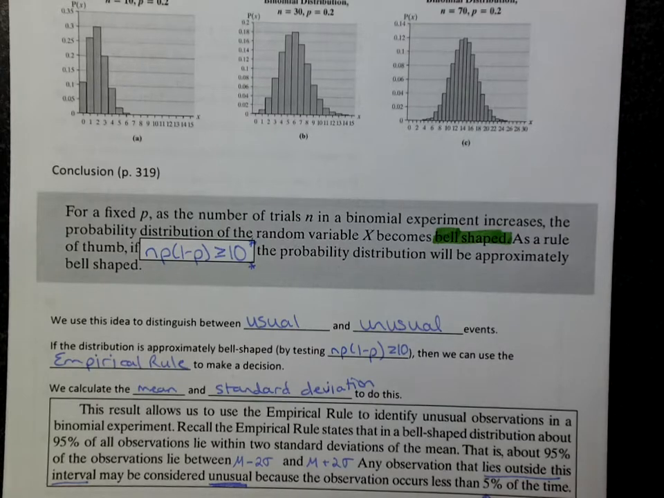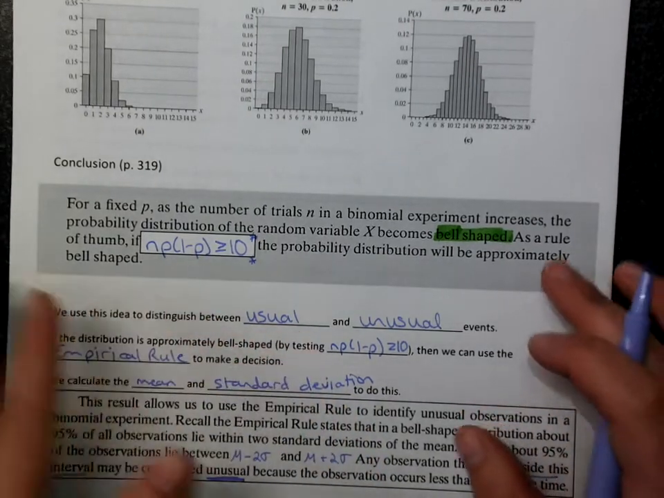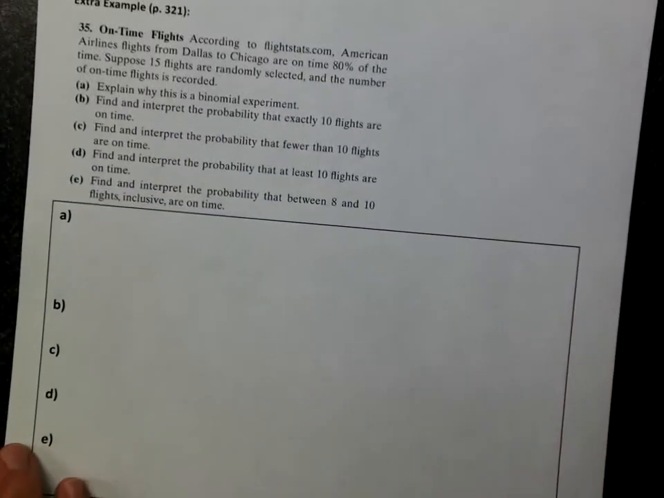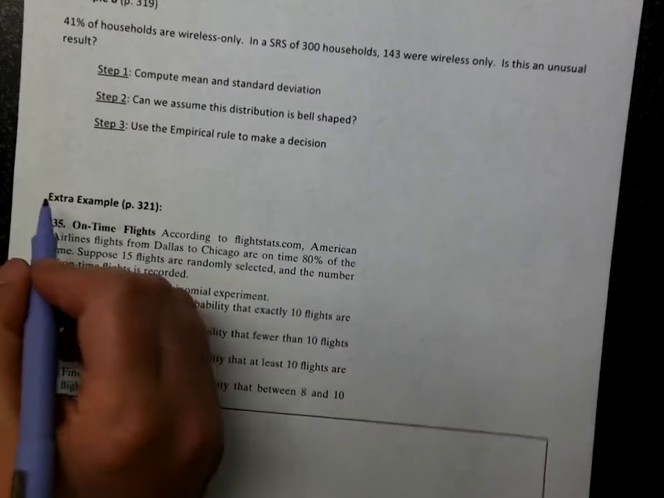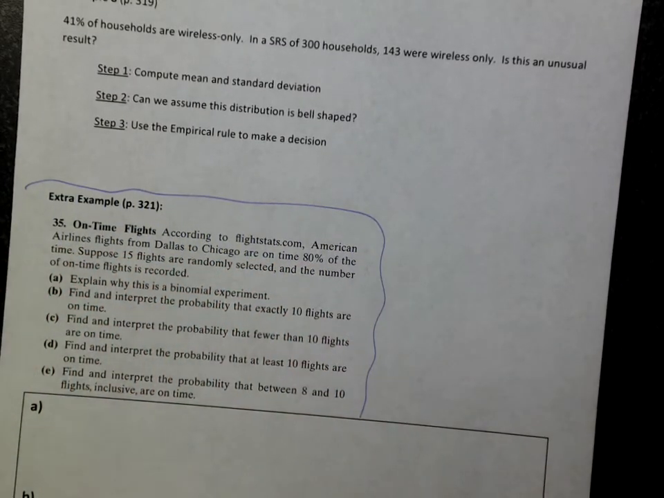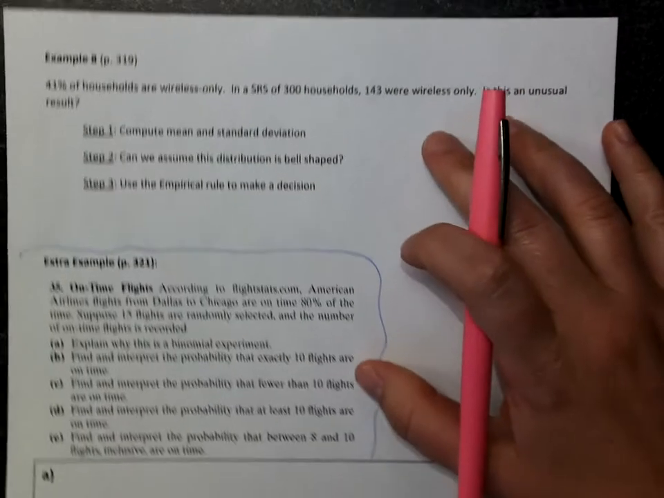Alright, so let's do an example of this. Again, we're just touching on this idea. Your book goes into further detail, but we don't go there in this course. Looking at example 8, we'll worry about the extra example later. We're going to use that same example.